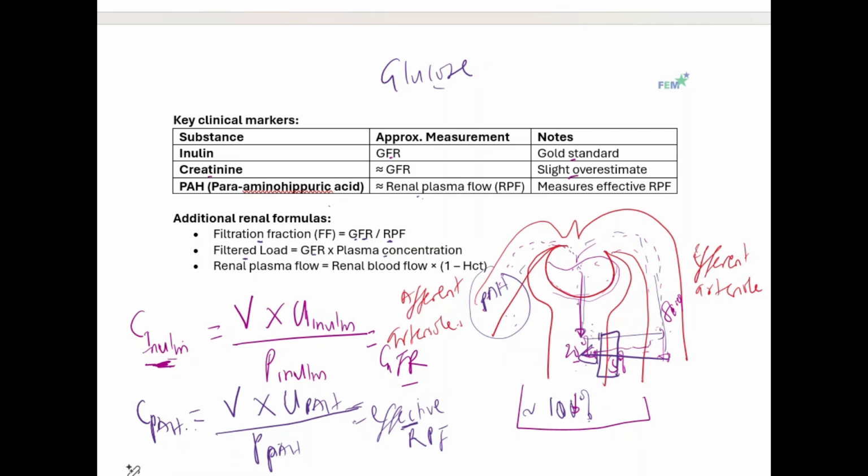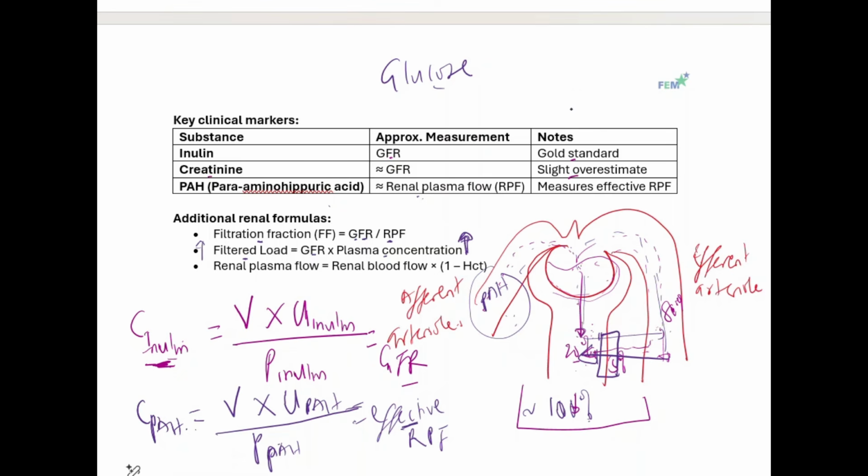Reabsorbed. But for instance, if a patient develops diabetes mellitus and their plasma concentration of glucose is increased, then that will increase the filtered load. And if the filtered load is increased, this transporter might get what? It will get saturated quickly. And at that point, that patient will start to have what? Glucosuria. So they will start to have glucose in the urine.